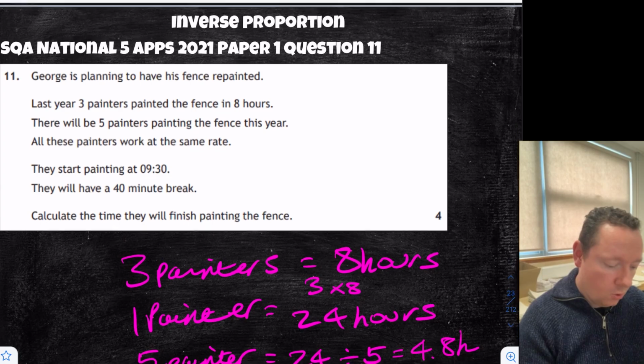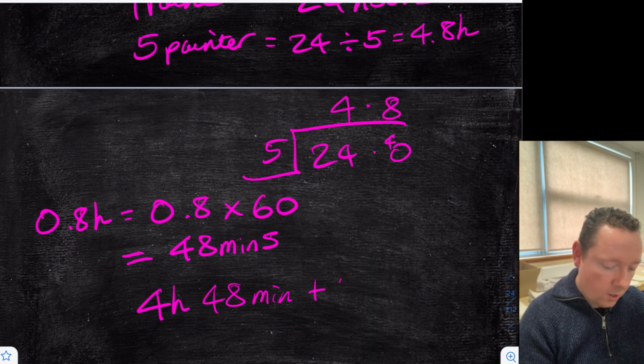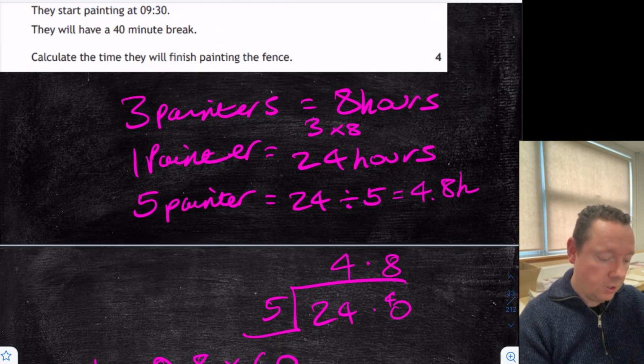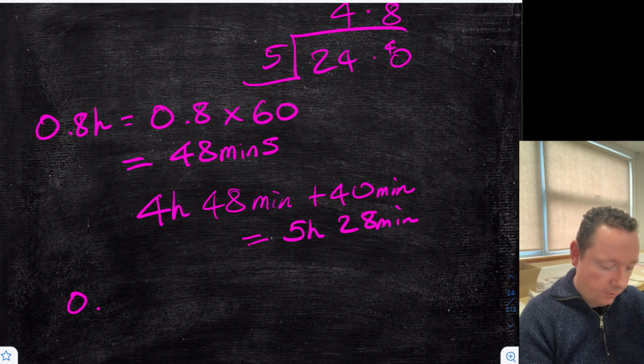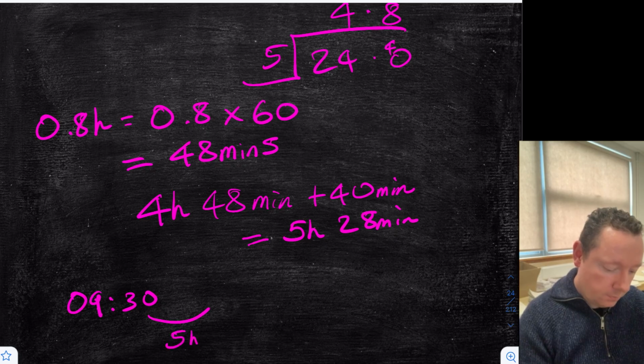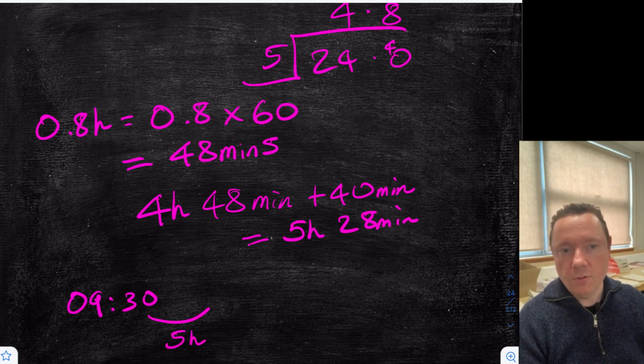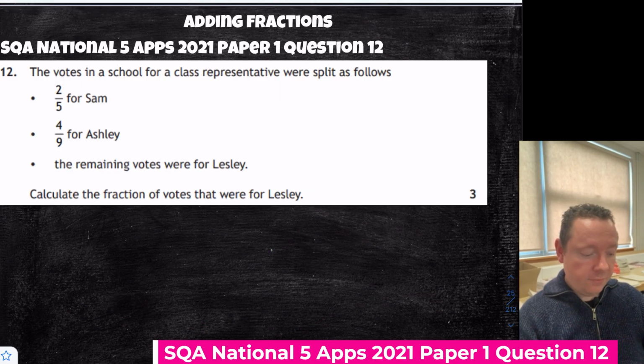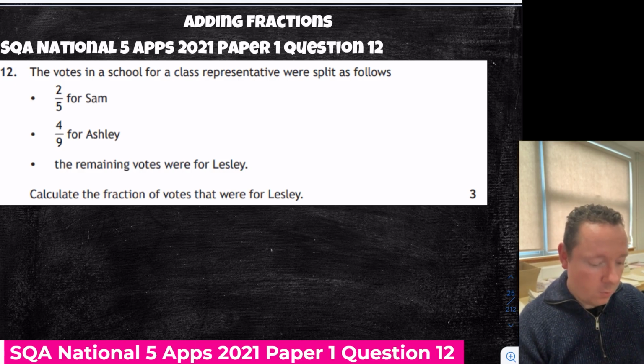Go back up to the question, we have a 40-minute break, so plus 40 minutes. That gives us 4 hours 48, 5 hours 28 minutes. I have to work out when they finish. Well, we started at 9:30, so 09:30. So adding on 5 hours, 9, 10, 11, 12, 13, 14. You get 14:30. Then adding the 28 minutes, you get 14:58. And we're done there.